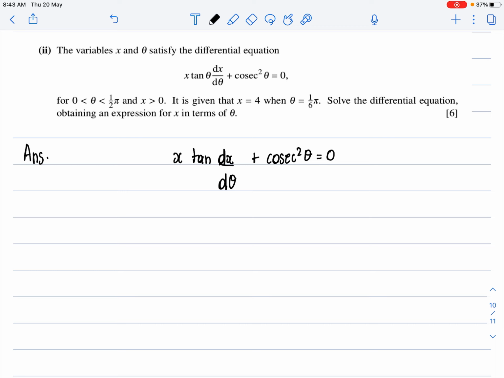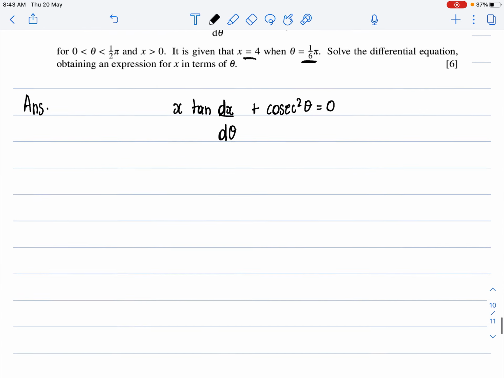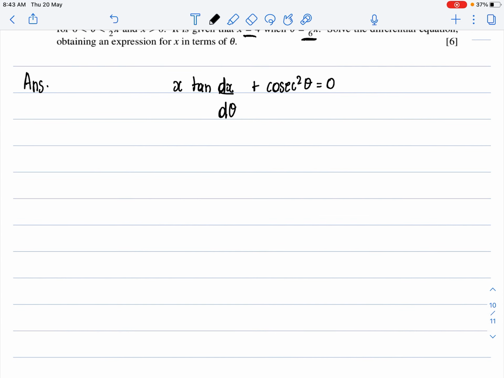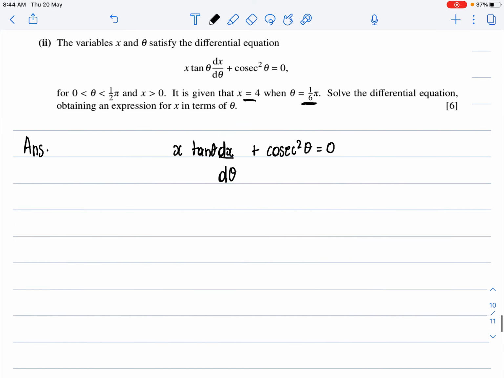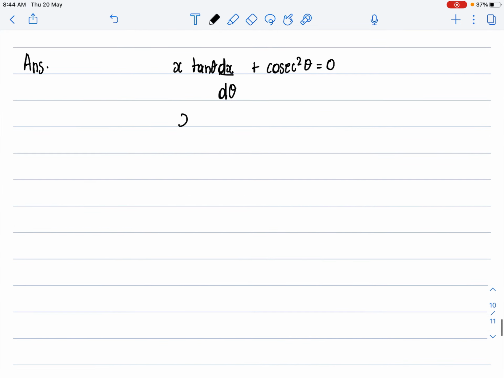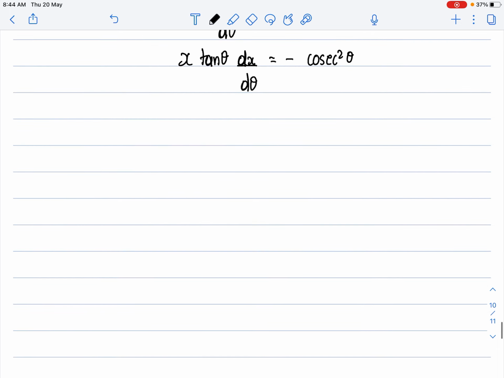The variables x and theta satisfy this differential equation. I have been given that x is equal to 4 when theta is equal to 1 over 6 pi, and I need to solve this differential equation and obtain x in terms of theta. I can rearrange this and write it as x dx by d theta equals minus cosec square theta over tan theta.